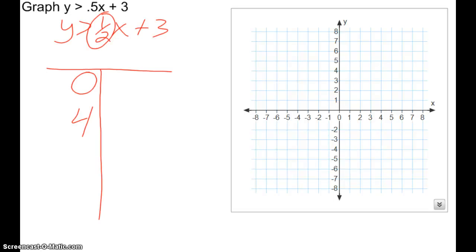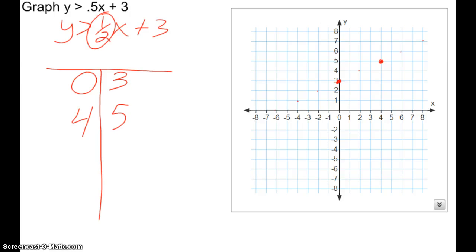So when x is 0, y will be 3. And when x is 4, y will be 5. So when x is 0, we get 3. And when we get 4, 1, 2, 3, 4, 5, you get 5. My slope is a half, so it's up 1 over 2, up 1 over 2, up 1 over 2, up 1 over 2. So we have this line.